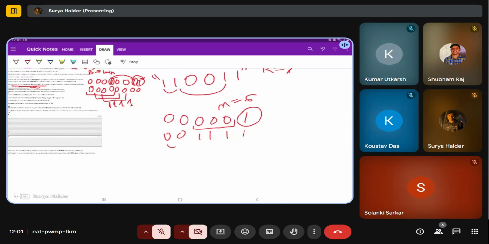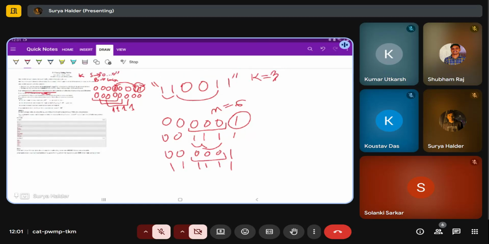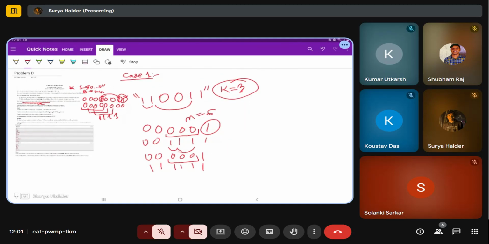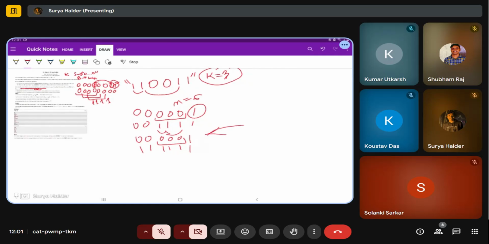After that, Alice will choose these three ones and convert them into zeros. And after that, Bob will choose this substring and convert it into ones. So in this case, for k equal to 3, they will end up in an infinite cycle. So in this case, Bob will win.